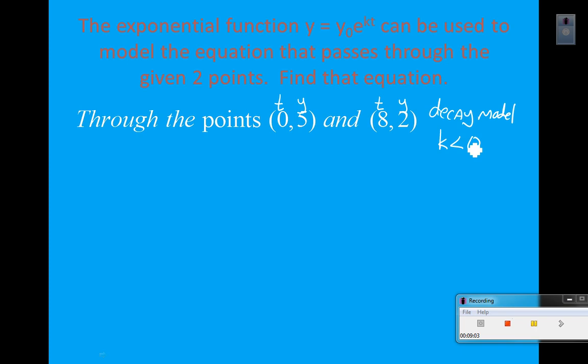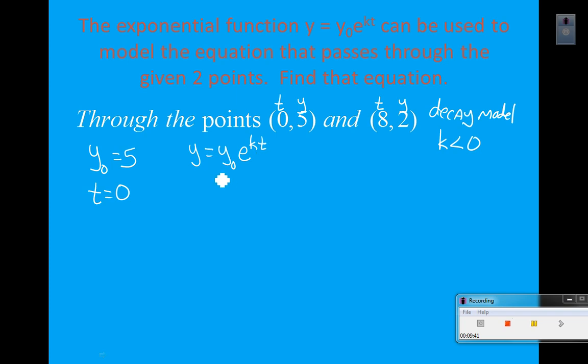And now this one's pretty nice again. I know my initial amount is 5, because at time 0, there were 5. So things that I know, y sub 0 is 5 again. Now I just got to go figure out some other things. I also know when y sub 0 was 5 at time 0. So let me try to use that to go get a model. So let's look at y equal y sub 0 e to the kt.